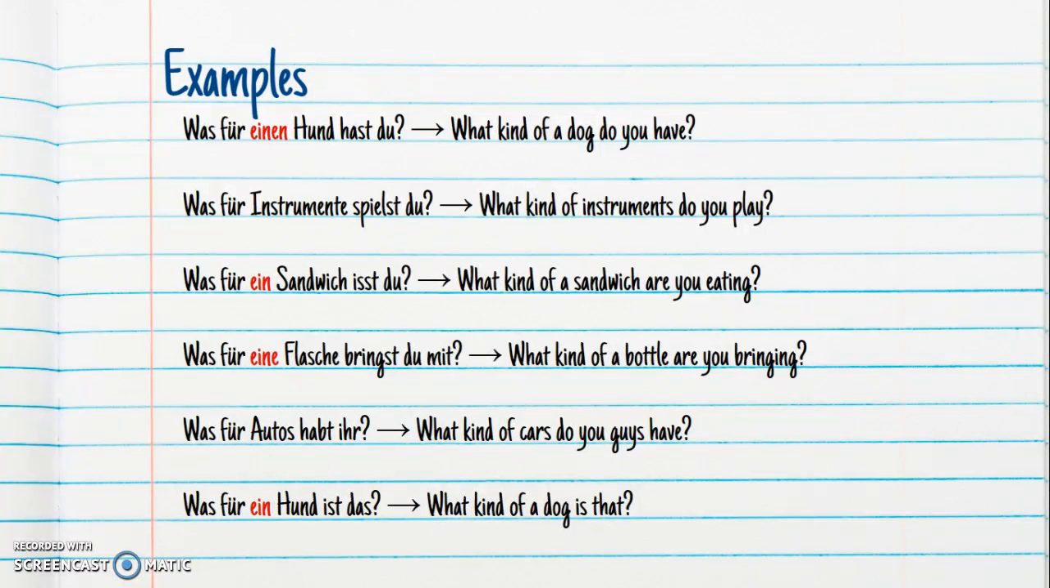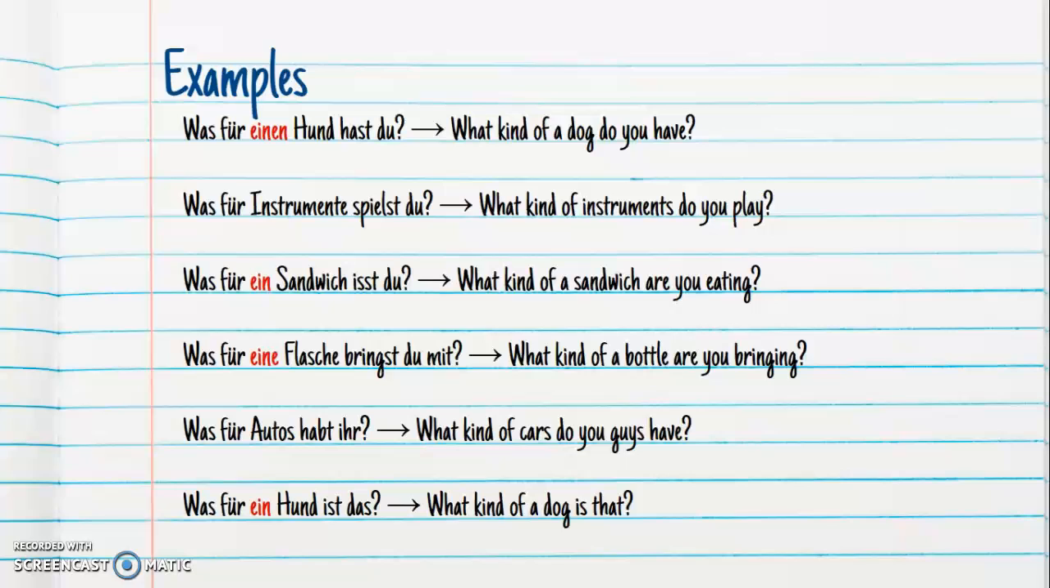So here are some examples. We have, was für einen Hund hast du? What kind of a dog do you have? And you'll notice that einen is marked red there. Einen is the masculine accusative because the verb is hast, the subject is du, and what is being verbed, or what is being acted upon here, what is had, is the dog. So what kind of a dog do you have? So it is the accusative case.